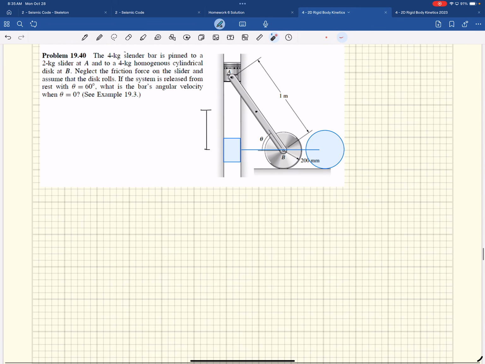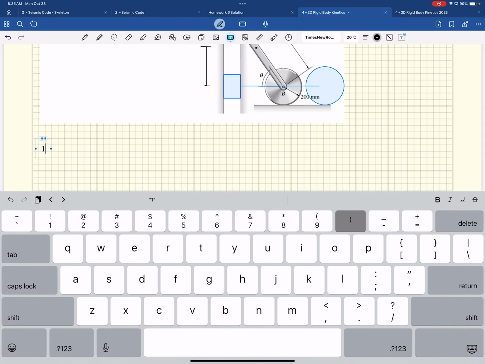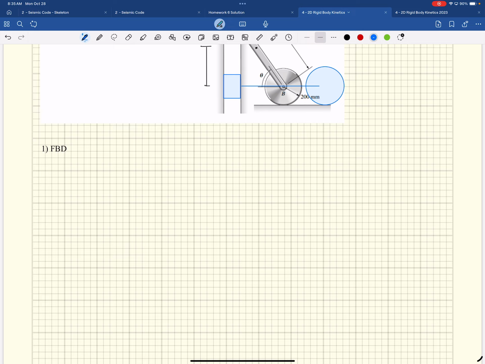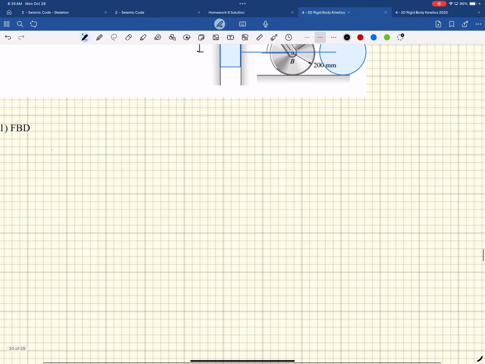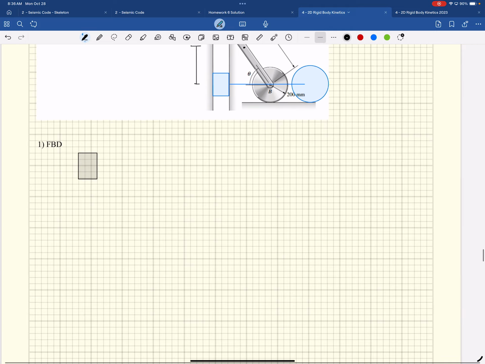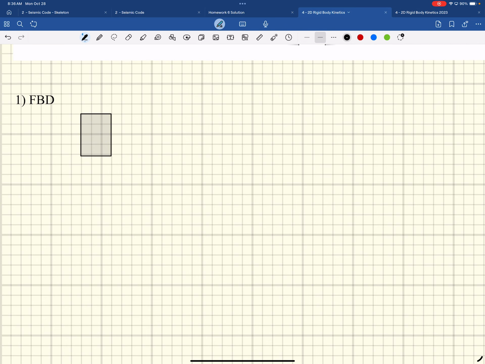Free body diagram, we gotta do a free body diagram of this thing, okay? You could draw those free body diagrams at any state. At any state, those free body diagrams apply. But we have to do one per body. So we're gonna do one per body. One FBD. Then we're gonna do one for the block over here.